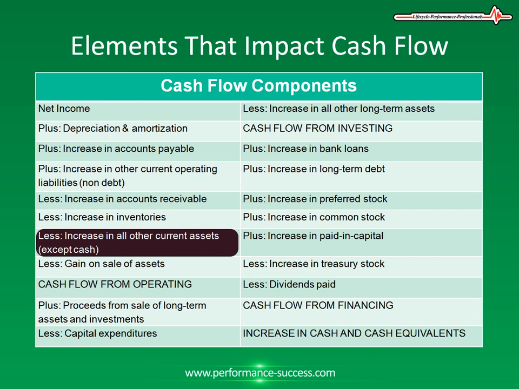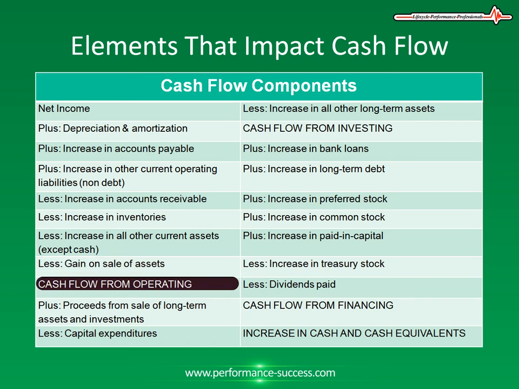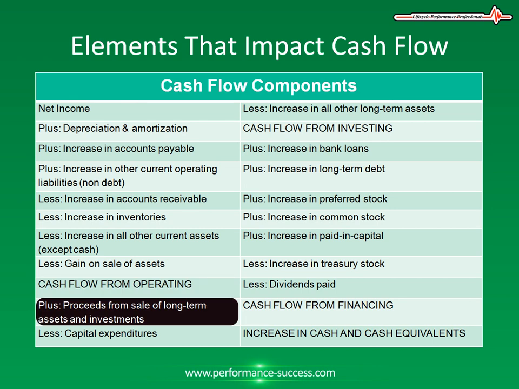All right. Now, if you have a gain on sale of assets, this will lower your cash flow because it deducts the gain reported in net income that are part of cash flow from investing activities. Now, you have cash flow from operating. This is usually a positive number. You have proceeds from the sale of long-term assets and investments. This also is a positive because it's cash inflow that includes gains on the sale of an asset or investment.